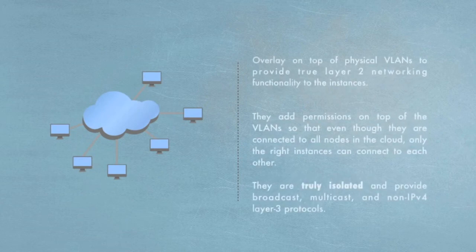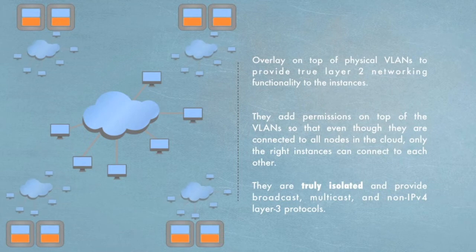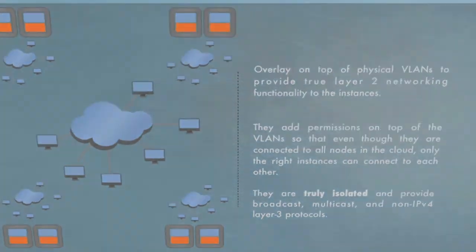vEthernets overlay on top of physical VLANs to provide true layer 2 networking functionality to the virtual machine instances. vEthernets add permissions on top of the VLANs so that even though they're connected to all nodes in the cloud, only the right VM instances can connect to each other. They're truly isolated and provide broadcast, multicast, and non-IPv4 Layer 3 protocols.